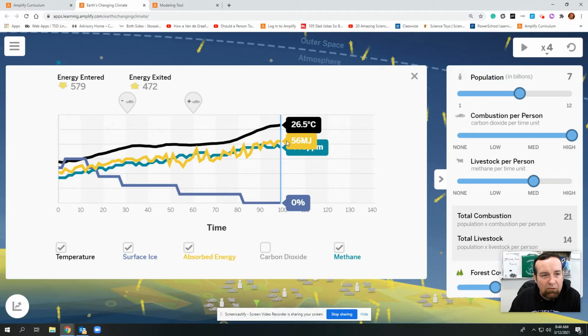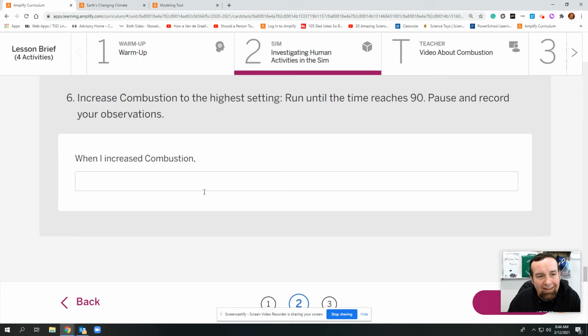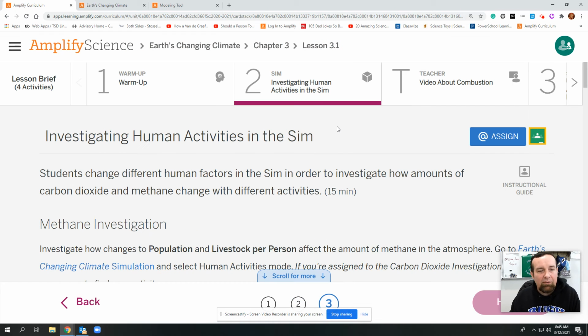The energy that's entering and being absorbed is super high. Carbon dioxide is maxed out again. So we can see what result increasing combustion will have. So let's write down our findings, and let's go to part 3 here.